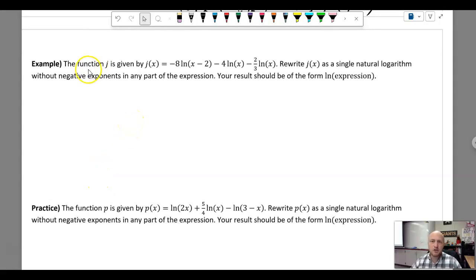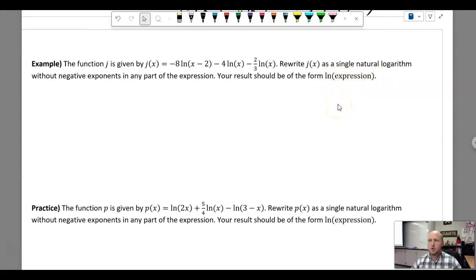So they say the function j is given by j of x equals -8 natural log of x minus 2 minus 4 natural log of x minus 2/3 natural log of x. Rewrite j of x as a single natural logarithm without exponents in any part of the expression. Your result should be of the form natural log of the expression.